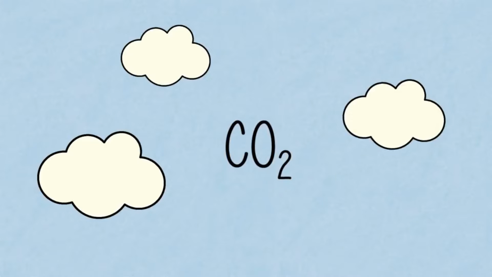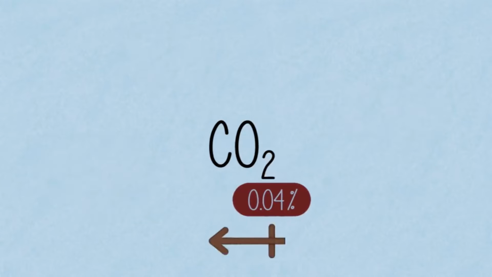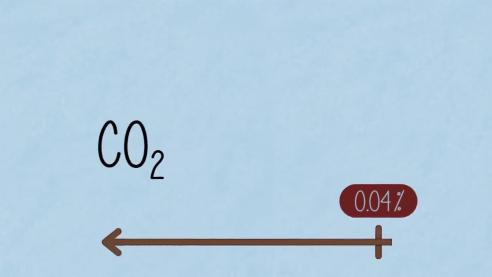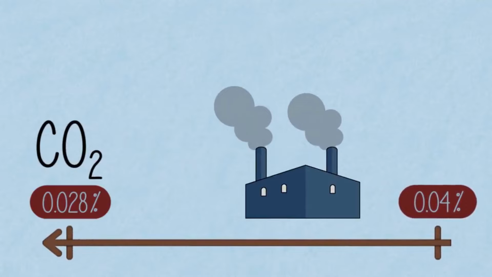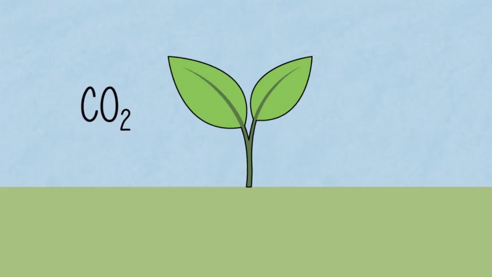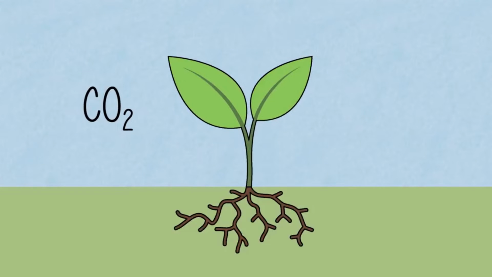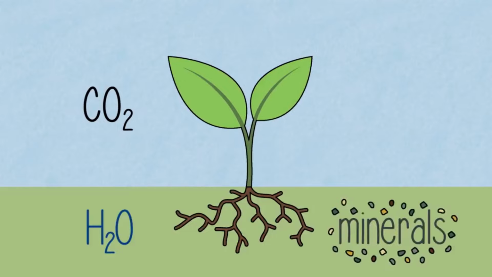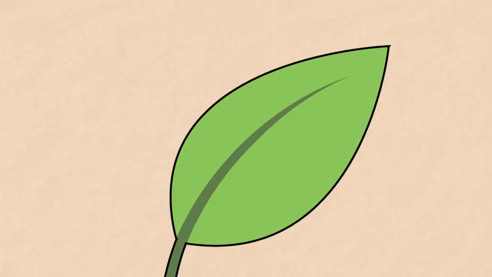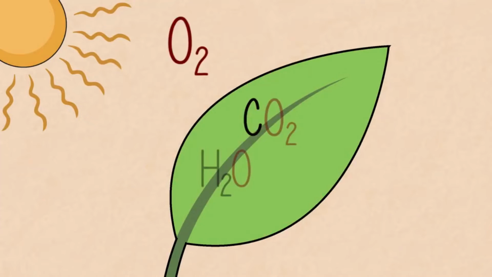Well, the air contains nearly 0.04% carbon dioxide. But hundreds of years ago, before we started using fossil fuels, it was only 0.028%. Not much, you might think, but enough to enable plants to build up all the structures they need, with a little help from the water and minerals they take up from their roots, and energy from the sun. Plants use the sunlight to pull oxygen away from water and carbon dioxide, allowing the plant to capture the carbon.